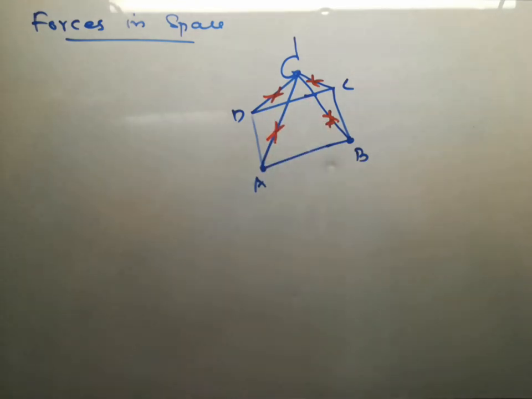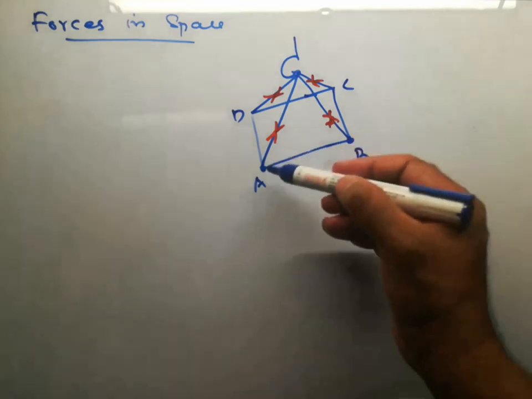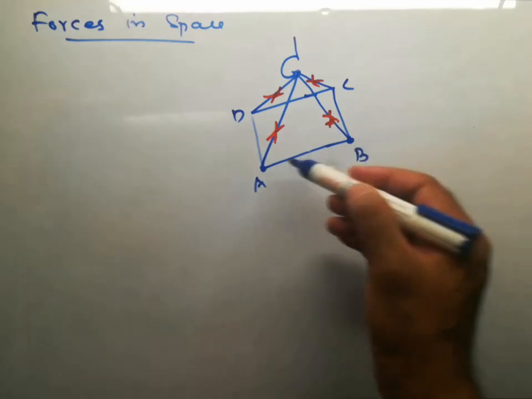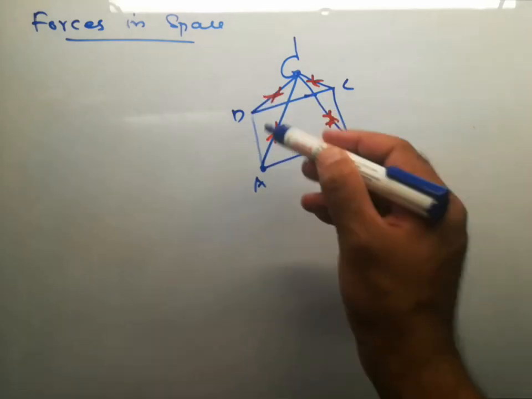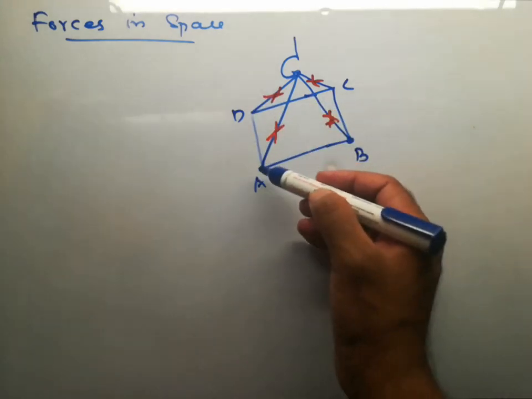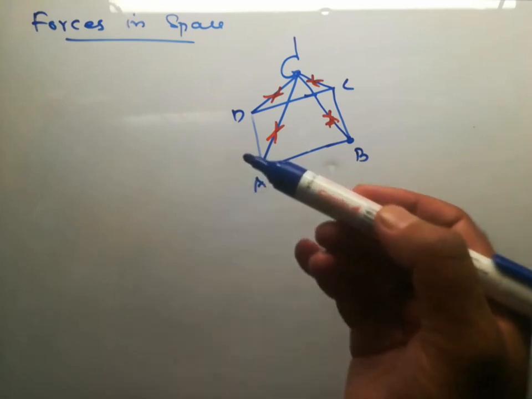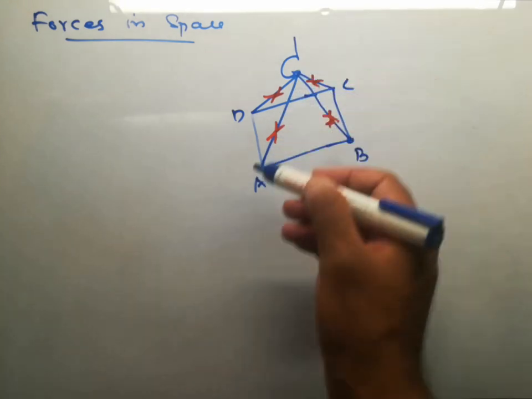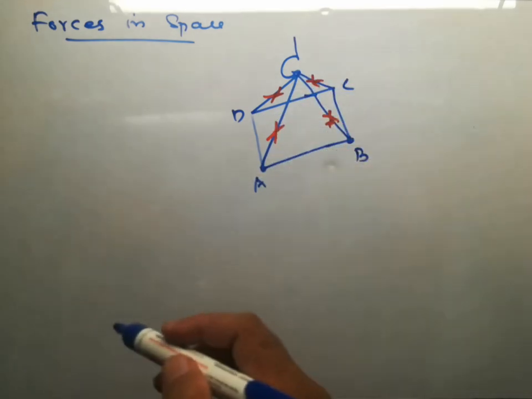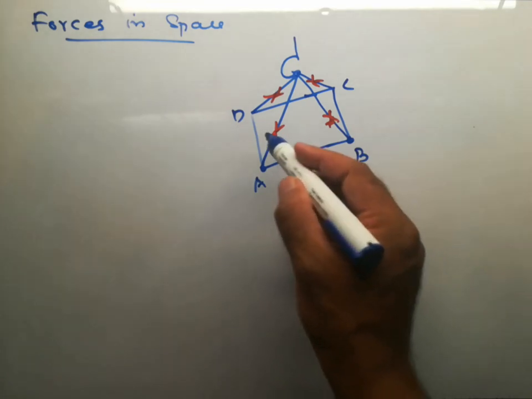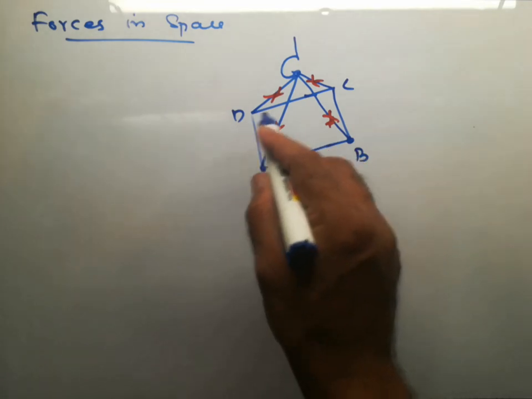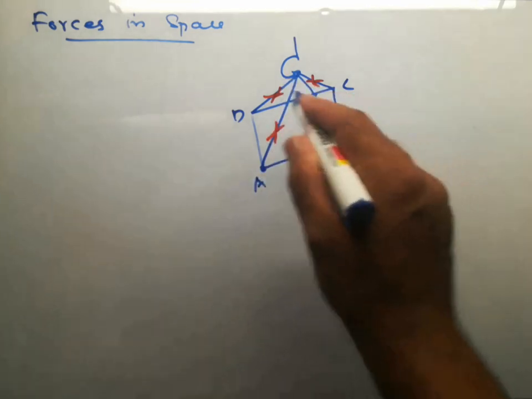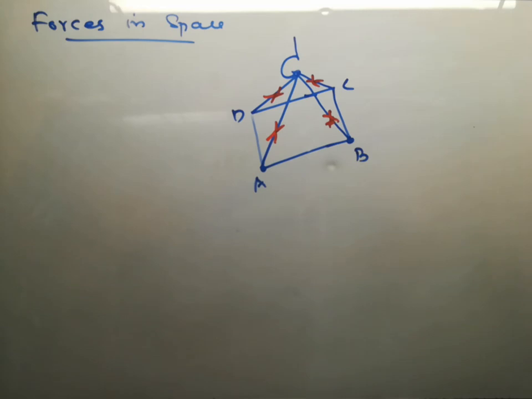As you can see from this figure, the forces will be in 3 dimension. If you consider the plane of the slab as xy plane, and perpendicular to this is the z direction, then the forces will be at an angle to all the axes. That is, to x-axis there will be some angle, to y-axis there will be some angle, z-axis also there will be some angle. So these kind of forces are called forces in space.